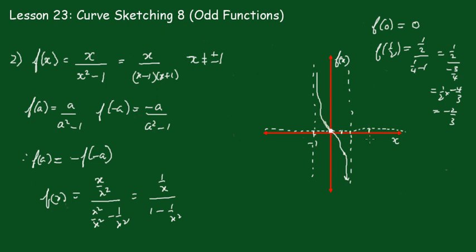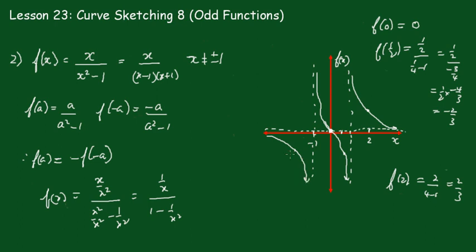Now, we select another point, say 2. We see that f(2) equals 2 over 4 minus 1, which is 2/3. So we have another point here. That's an asymptote, and this is an asymptote. So we have the function doing this. And because we know it's an odd function, it'll do the same over here at this point, (-2, -2/3). And there we have the graph.